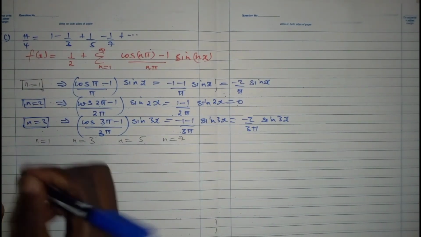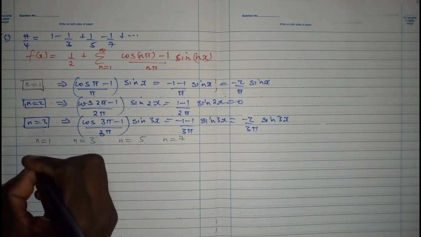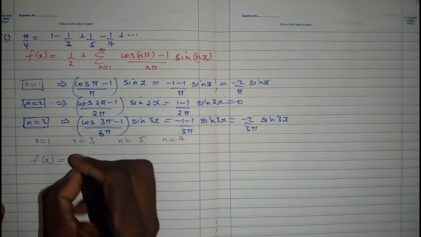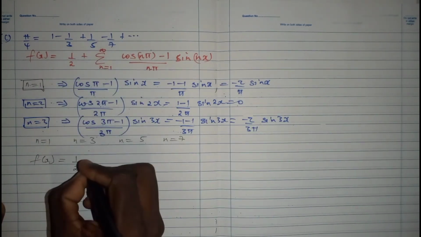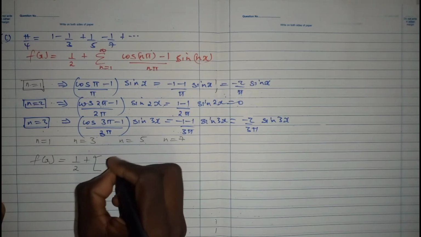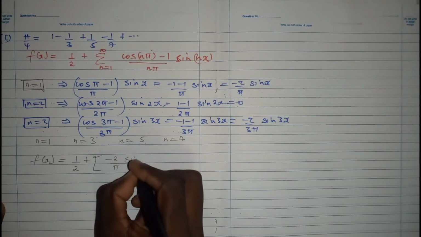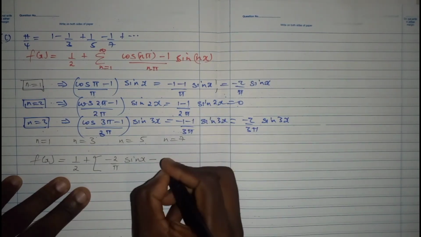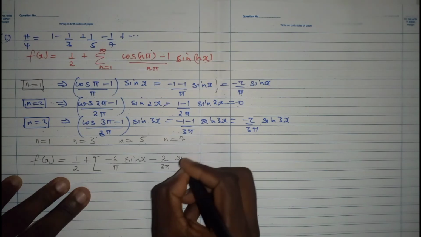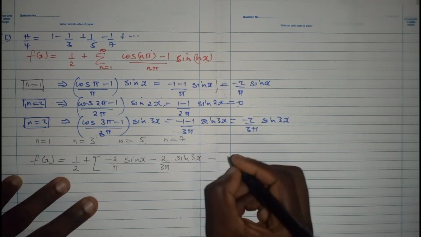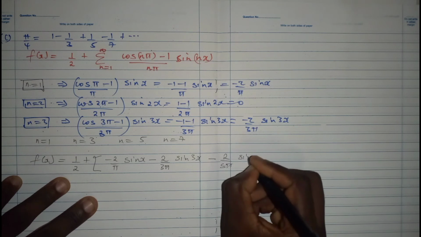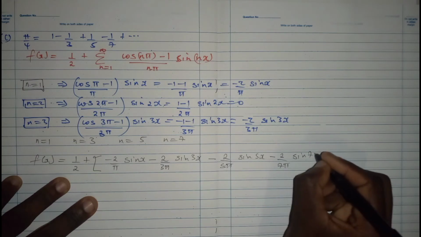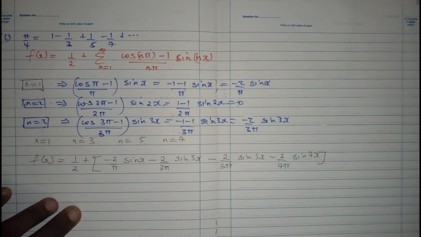So I'm going to write f of x is equal to 1/2 plus negative 2 over pi sine x, negative 2 over 3 pi sine 3x, negative 2 over 5 pi sine 5x, and negative 2 over 7 pi sine 7x. Now we're going to estimate an angle.